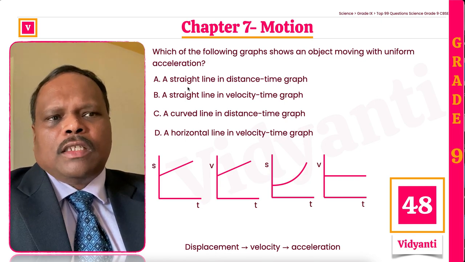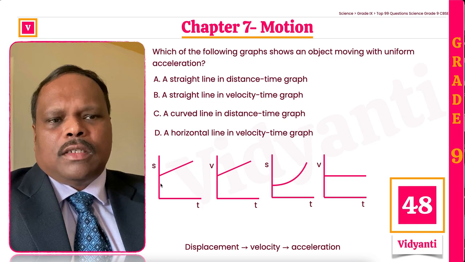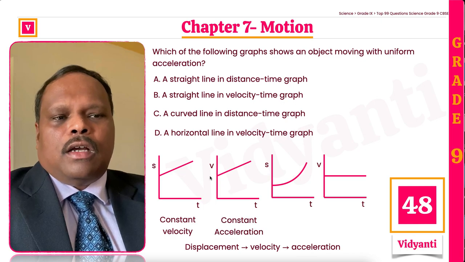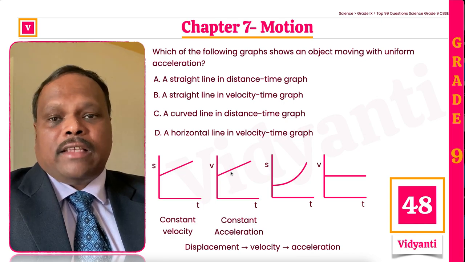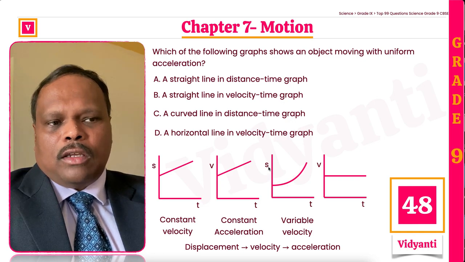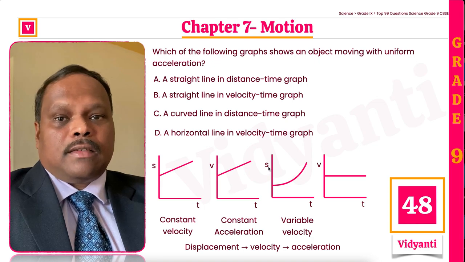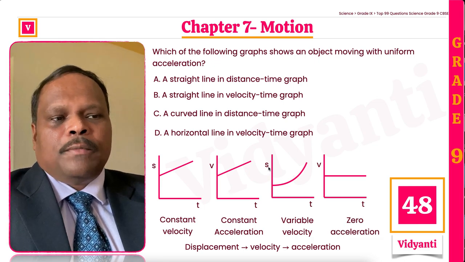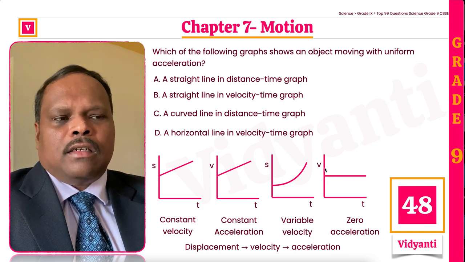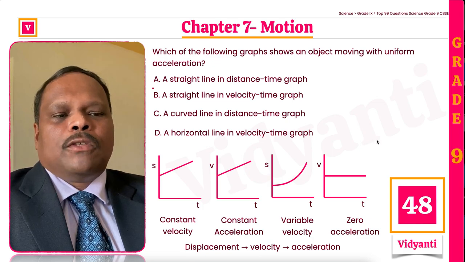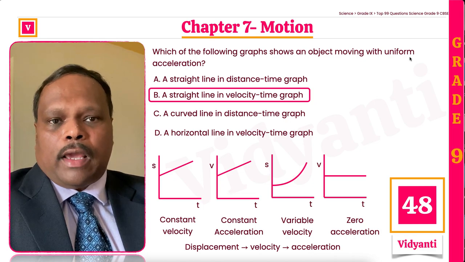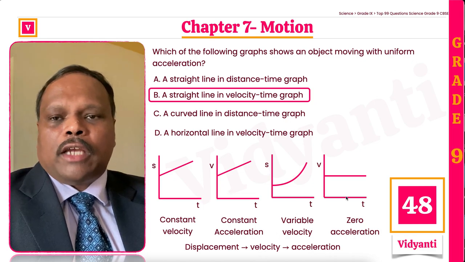So now a straight line in distance-time graph. That will have constant velocity because it has some slope. This will have constant acceleration. Again, it has some slope. This will have variable velocity because now we are talking about the displacement as the starting point. Remember, s is the displacement, and for velocity-time, it is zero acceleration because it's a flat line. Velocity is not changing at all. So the correct option will be a straight line in velocity-time graph, which gives uniform acceleration, because from velocity you actually generate acceleration.